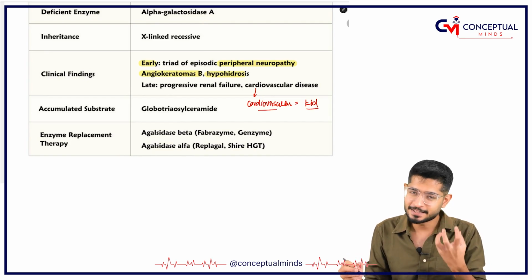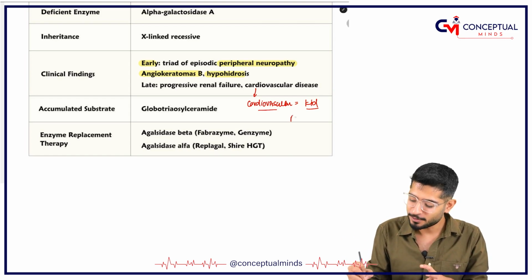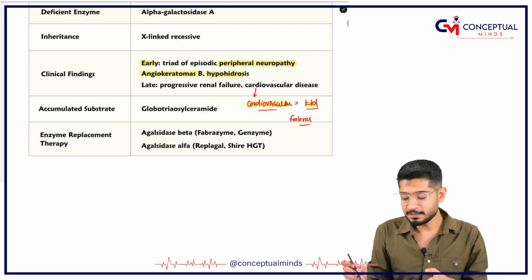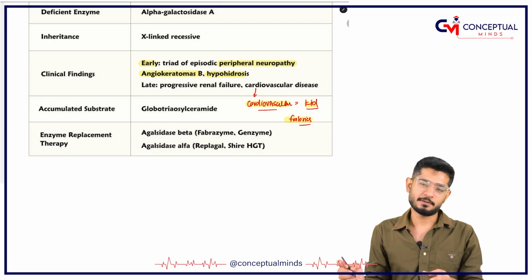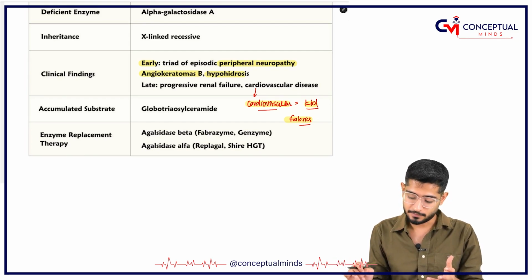And the heart is just like a kid. So kids are in the habit of demanding more and more, so they demand more fabrics. So late presentation is when heart and kidney both are affected, and of course the fabric is the name of the disease which I have told you.